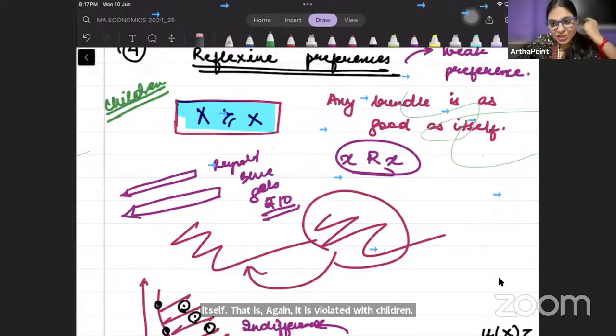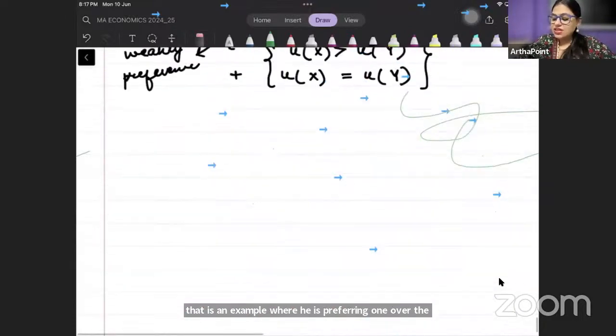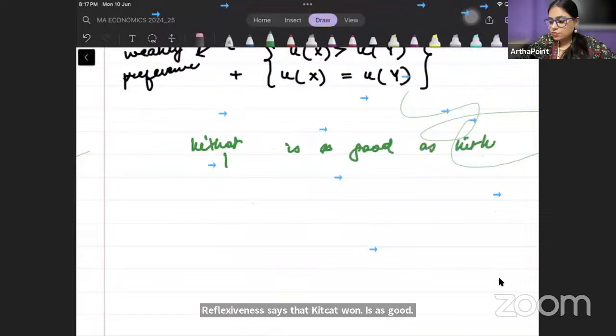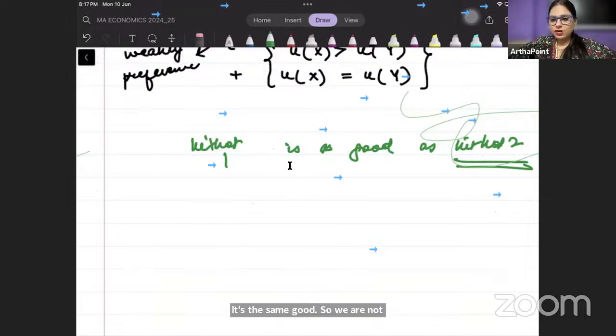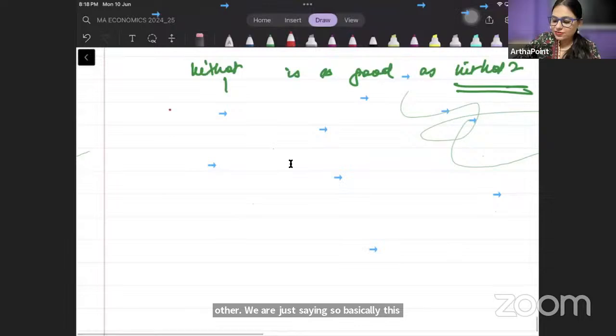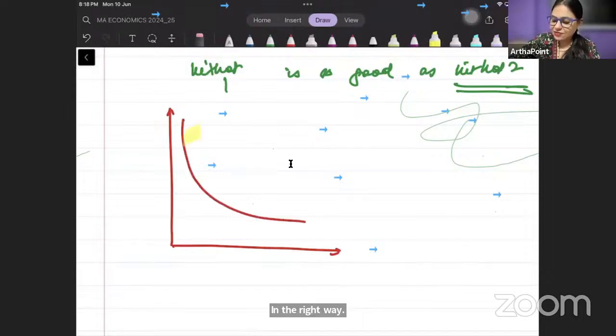So if I give that child, say, two Kit Kats looking the same, he may say, no, no, no, मेरे को लग रहा है this is better than the other, right? So that is an example where he is preferring one over the other. Reflexiveness says that Kit Kat 1 is as good as Kit Kat 2. It's the same good. So we are not choosing one good over the other. Basically, this reflexiveness just ensures that we are talking about indifference curves in the right way, right? So we are including the entire weakly preferred region.